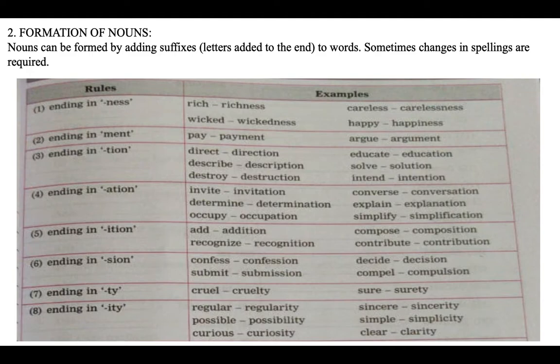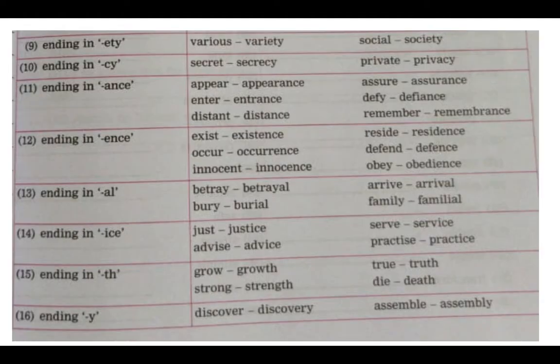Next you have ity. Regular, regularity. Remember that. Possible, possibility. Curious, curiosity. See the way that it's pronounced also changes. Next, I want you to read the remaining. It's very easy, class. You just need to remember that you need to have suffixes added to the end of the word in order to form a noun, or for that word to function as a noun in a sentence.